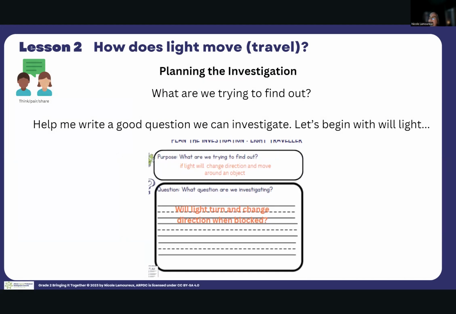So what are we trying to find out? Well, if light will change direction and move around an object, right? That's why we introduced movement. And then help me write the question for this investigation. So this could be a guided practice. I'm going to begin with "Will light..." Think, pair, share: how could you finish that? And how could we create a question? So that's guided practice for writing a question. Will light turn and change direction when blocked? So you could get a few ideas from them and help craft a question for the purpose of an investigation.